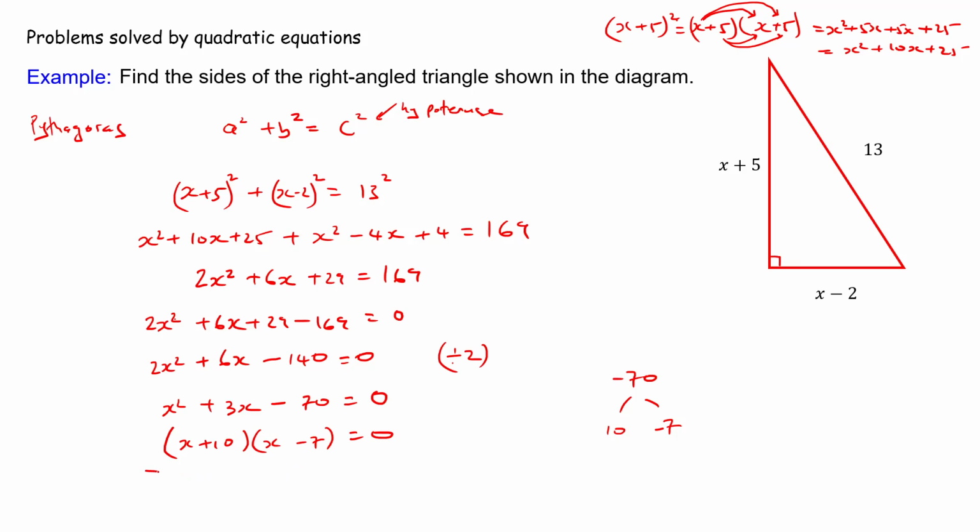This implies then either x plus 10 is equal to 0 or x minus 7 is equal to 0. So x is equal to minus 10 or x is equal to 7. Okay, I'll leave it there and carry on over here.